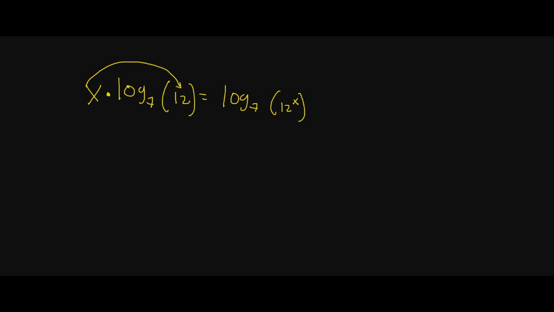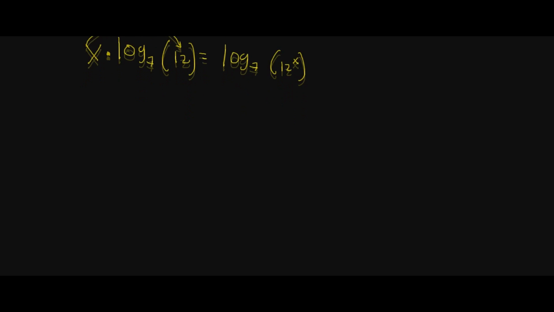Let's go ahead and get some practice with this. Let's say we have x times log base 7 of 12. Let's rewrite that. It doesn't matter if it's an x or a number. It's still the same. You can put the x on the exponent. So this is going to be log base 7 of 12 to the x. All right, let's try another one.